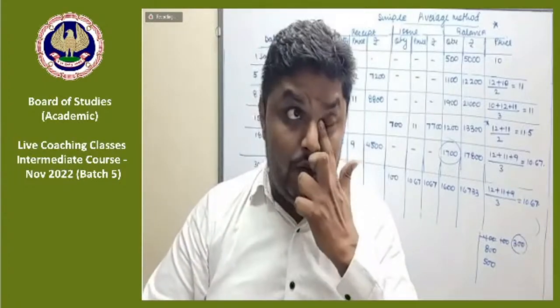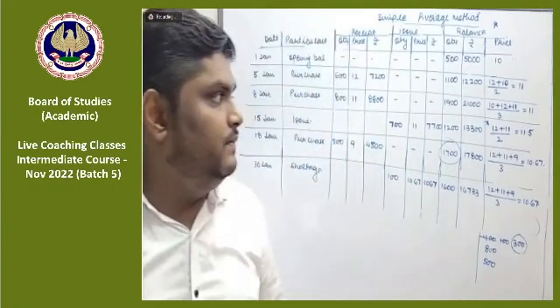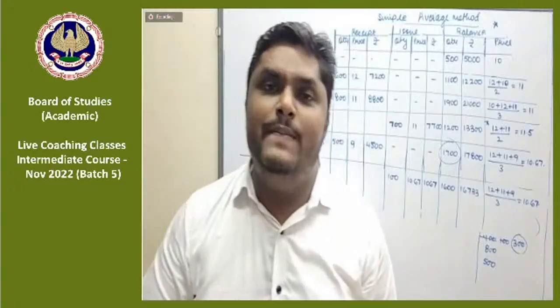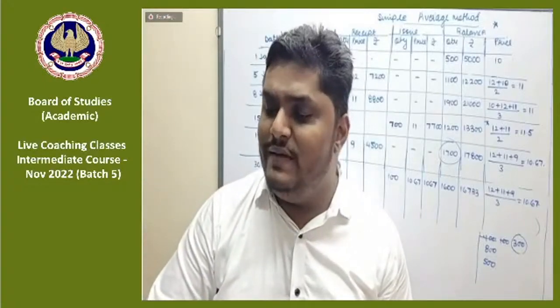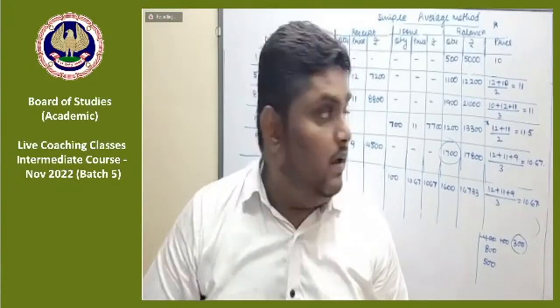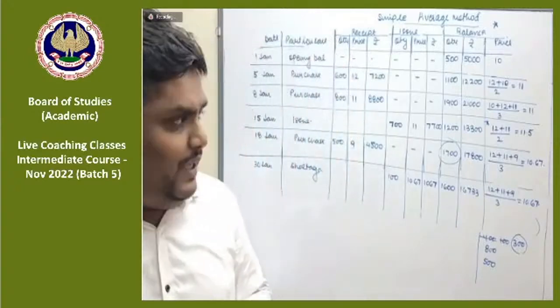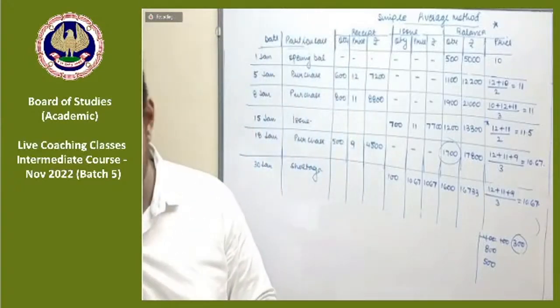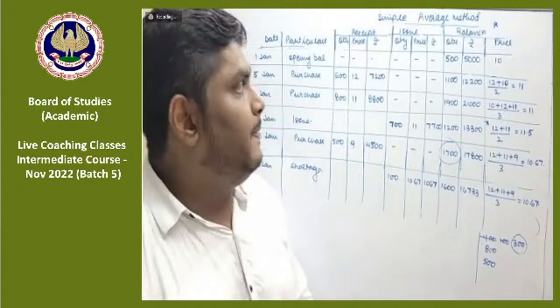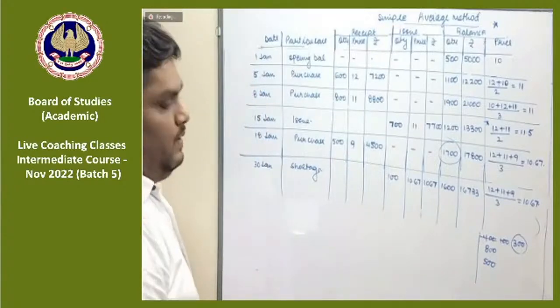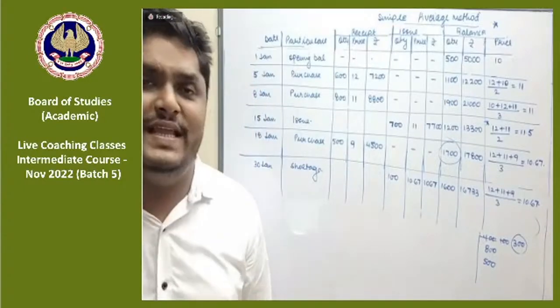I'll be starting with the queries of marginal costing, guys. So we are done with the simple average method also. If you guys have any doubts, you can ask me, else we'll start with the queries now. I request you to please take the screenshot.